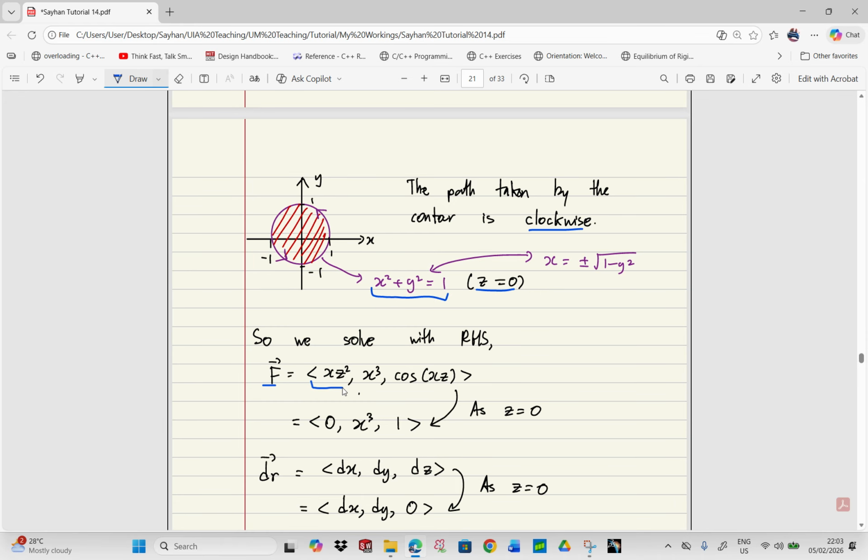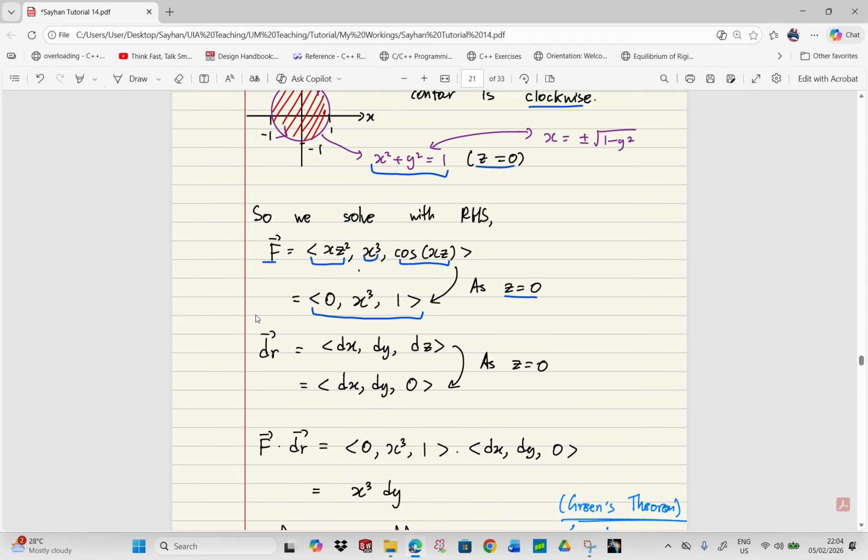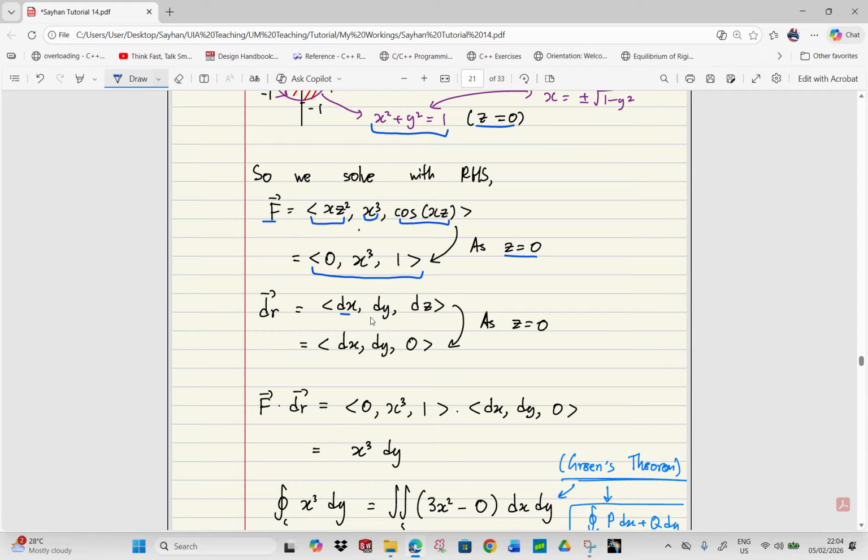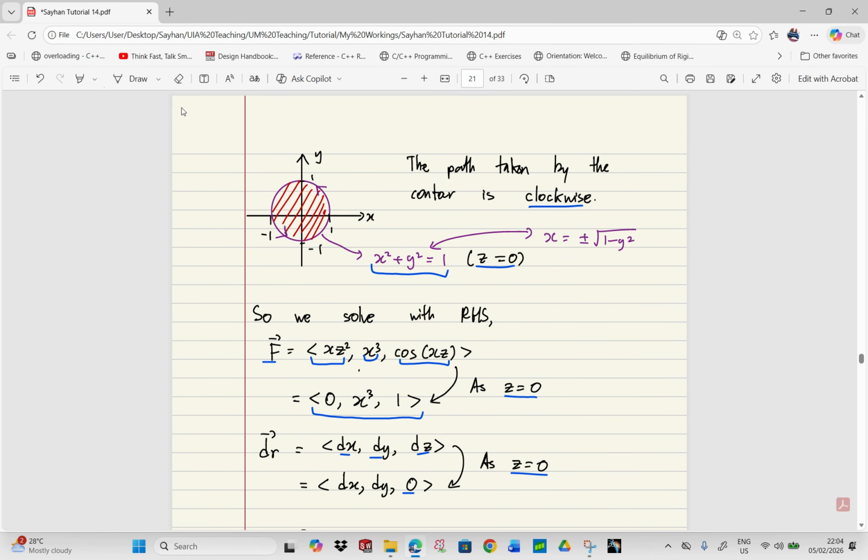My force field is x squared, x cubed, and cos xz. Since z equals 0, this force field vector becomes 0, x cubed and 1, and my dr is dx, dy, dz, where dz is 0 because z equals 0. When I do the dot product of F and dr, I get x cubed dy. So I stick to Green's theorem, because our z is 0 and the contour lies on the xy plane.